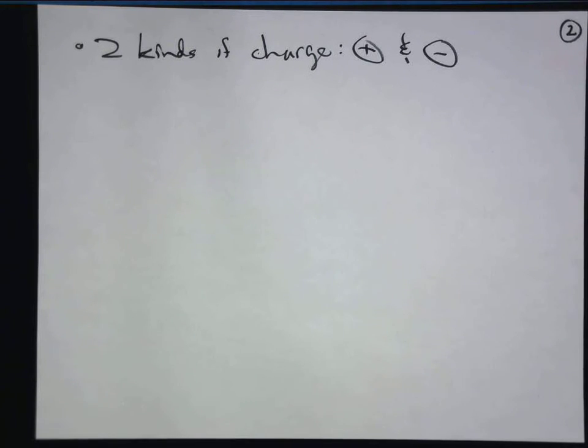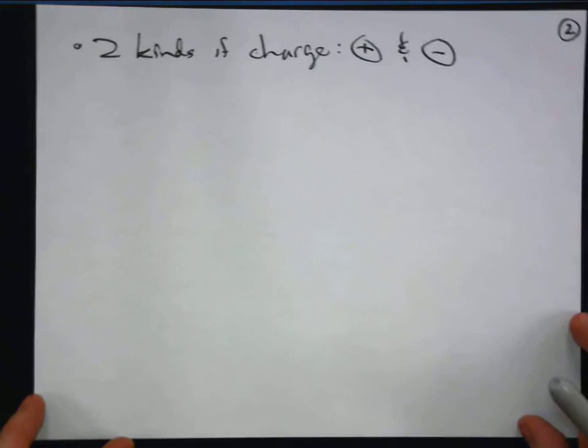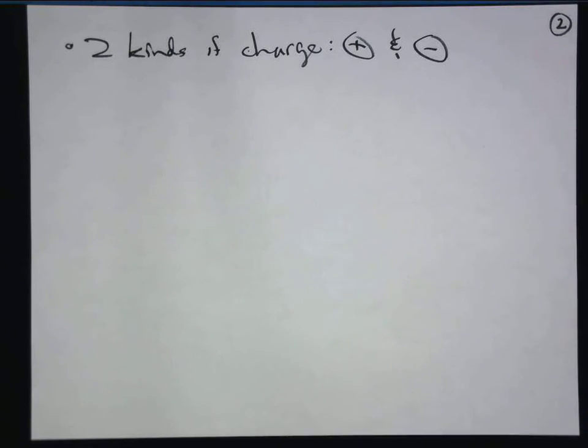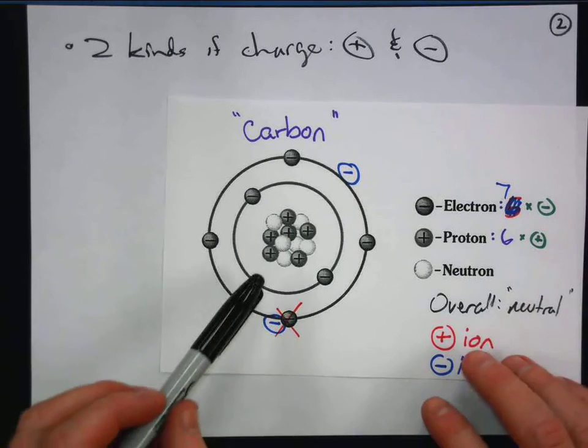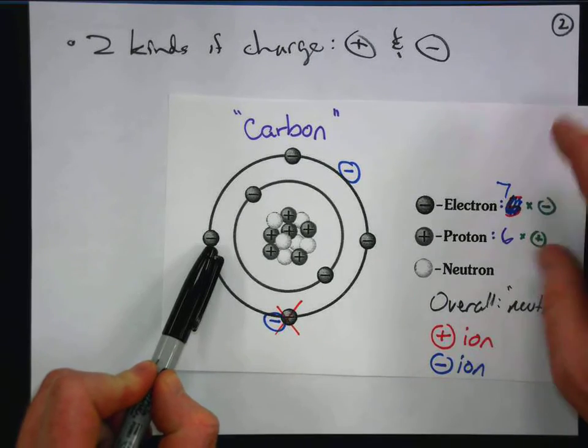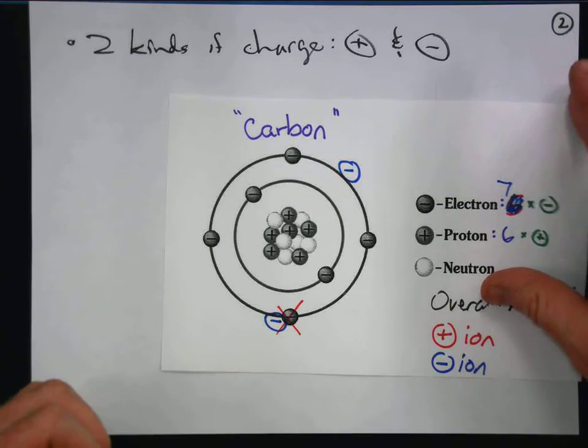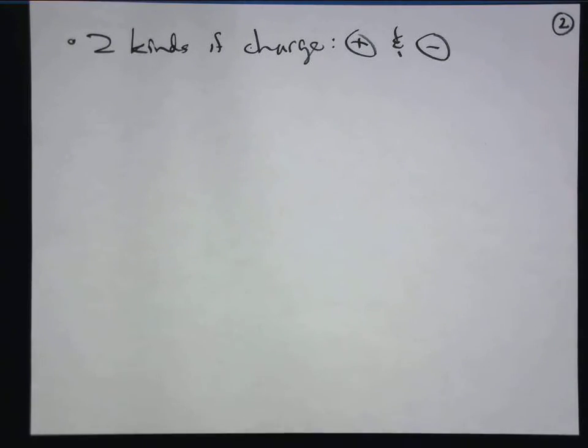Now, here's the crazy thing. These charges already exist in everything. Literally, if it's made up of atoms, it has these charges in it. I mean, think about this. It has all these protons. It has all these electrons. The charges are already there. And that's cool. But they're usually balanced. It's only when charges become unbalanced or separated from each other that things get interesting.